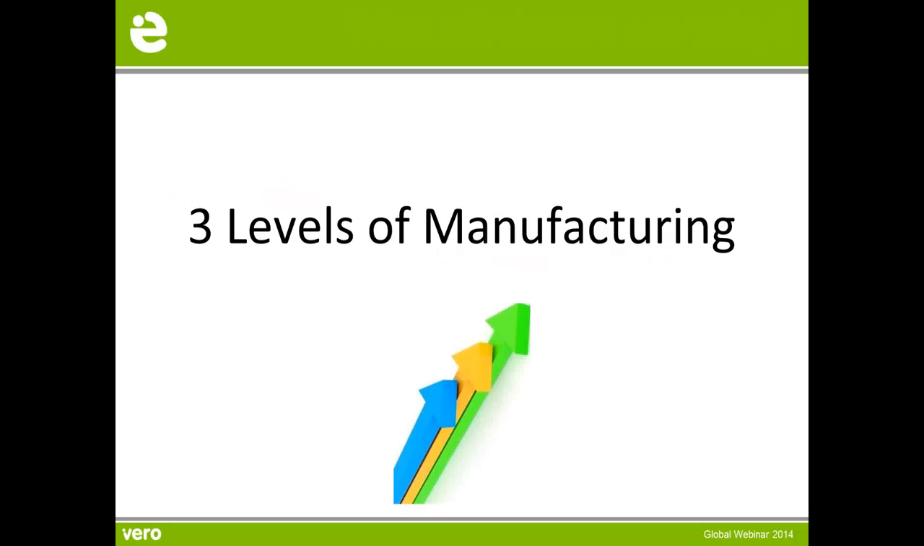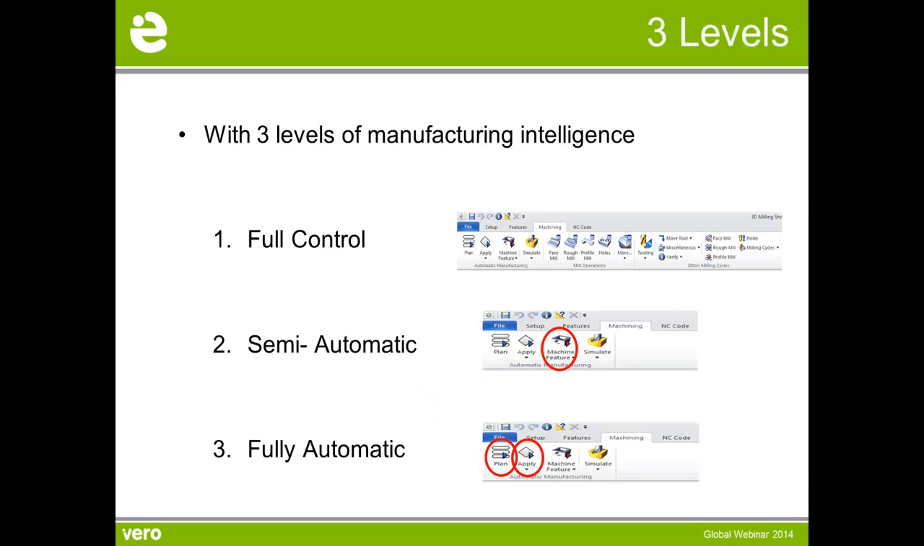Okay, so we'll begin with the three levels of manufacturing. This is where we have three methods to approach how we machine the component. We can use full control, semi-automatic, and fully automatic. And what I'd like to show you today is how you can use each of those independently, and you can also mix and match. You can apply full control toolpath with fully automatic. We can apply semi-automatic with full control. And I'd like to show you the flexibility that we now have available to us inside Edgecam.